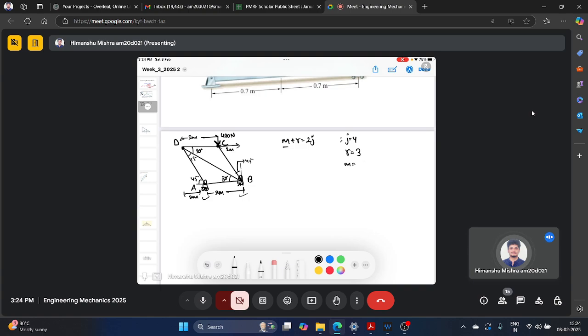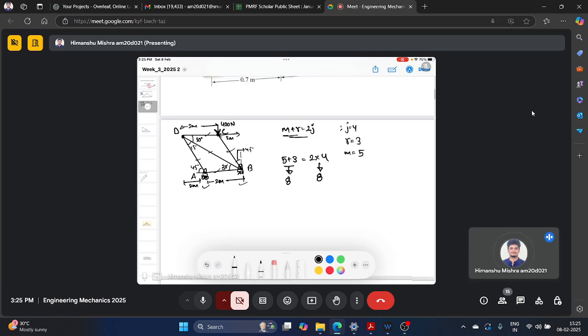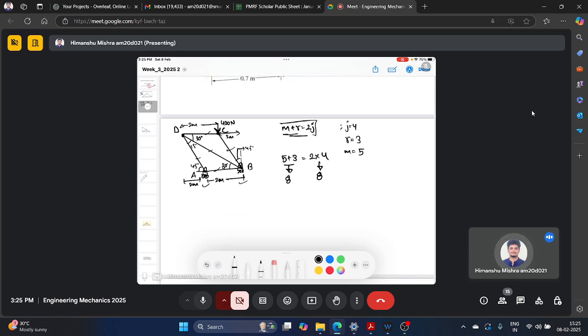And members you can count, there are 1, 2, 3, 4 and 5 members. So this equation should be satisfied. M plus R is actually 5 plus 3, and 2J, J is 4. You can see this will give you 8 and this will also give you 8. So this is a consistent truss. Since you satisfy this equation, now you can use the method of joints.